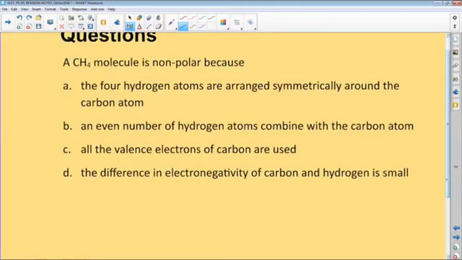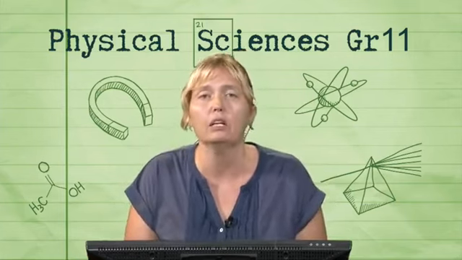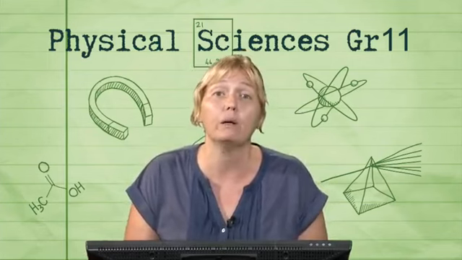Okay. Again, a multiple choice, and I'm going to give you some time to answer it. A CH4 molecule is nonpolar because A, the 4 hydrogen atoms are arranged symmetrically around the carbon atom. B, an even number of hydrogen atoms combine with the carbon atom. C, all the valence electrons of carbon are used. Or D, the difference in electronegativity of carbon and hydrogen is small. Okay, so I'm going to give you 1 minute to work that out. If you need to, have a look at a periodic table, look at electronegativities. 1 minute starting now.